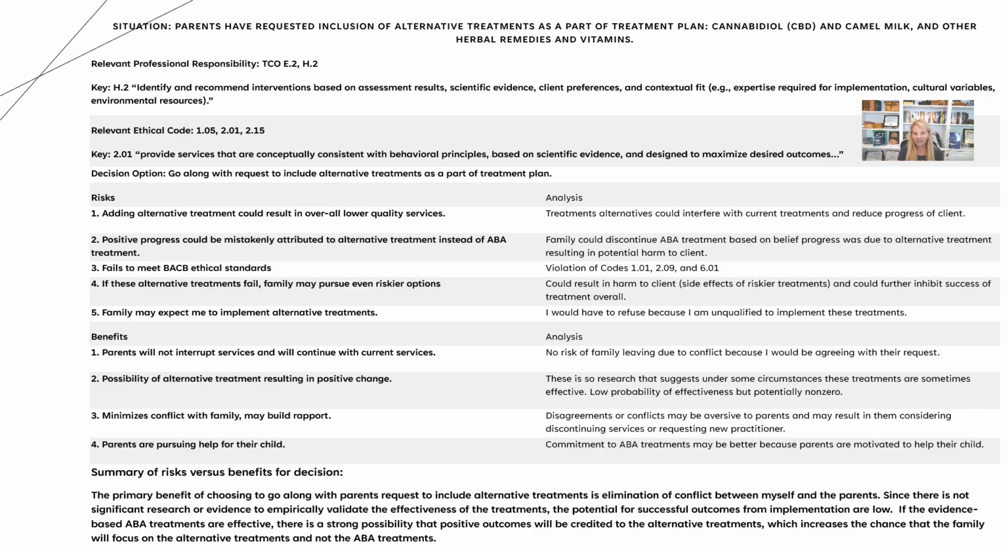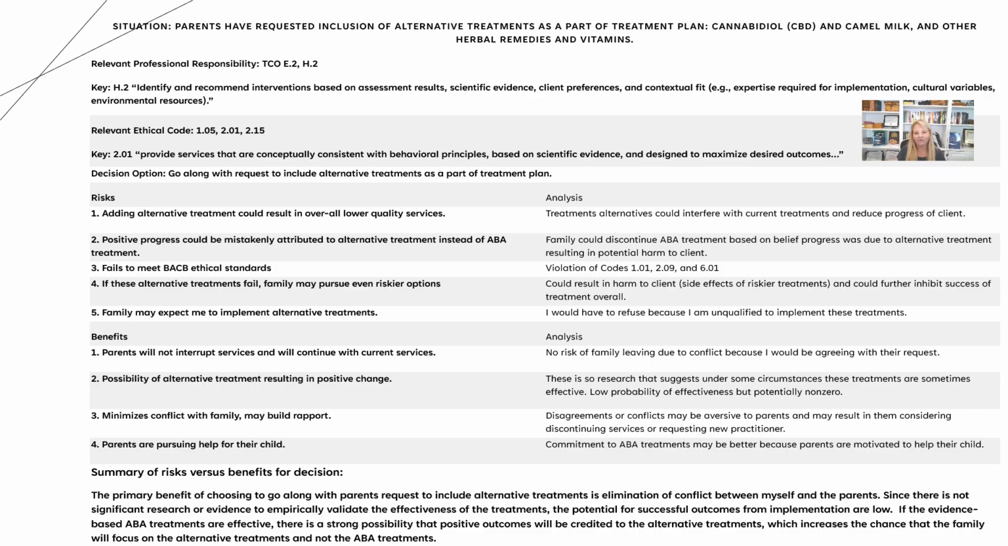And the final benefit that I've listed here is that parents are pursuing help for their child. So in my analysis, I acknowledge, man, they're willing to do anything, to consider anything, to think outside the box. So this could correlate to a higher commitment to ABA treatments because they're so motivated to help their child. Then I summarize this risk versus benefits for my decision-making process.